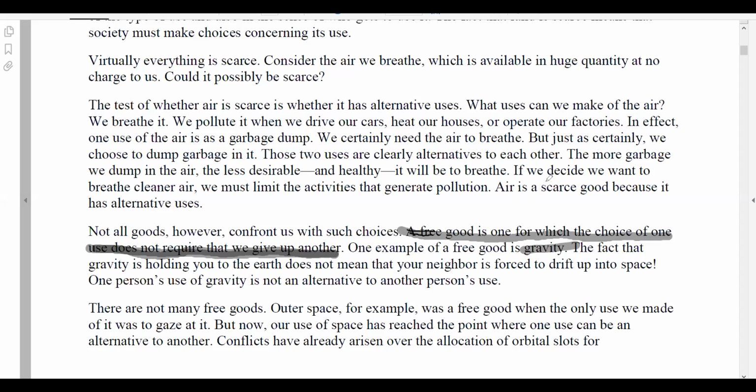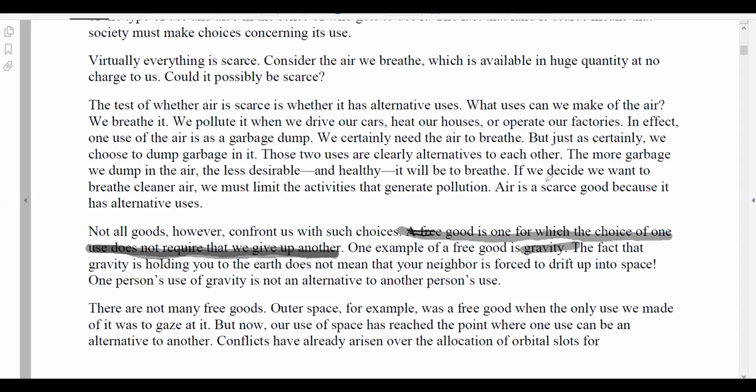Even outer space, is it? Or we can think about the stars that we see. If you're enjoying viewing the stars in the skies, does it mean that the next person who also enjoys watching them will not be able to enjoy them, because all of the views are focused on you? Does it mean that?